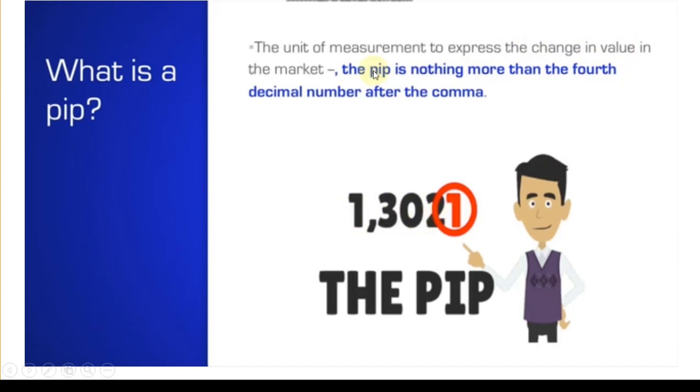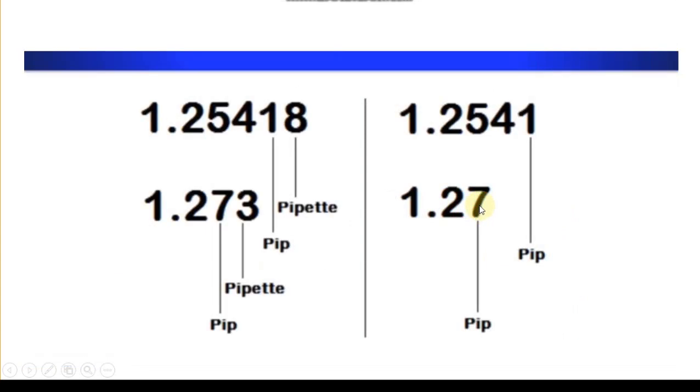Look at what it says: the pip is nothing more than the fourth decimal number after the comma. So the fourth decimal number, which is this one after the comma, 1, 2, 3, 4. The fifth one is the pipette. Now this is what I'm trying to explain: this is a pipette and this is a pip. So how do we come about the pipette? Let me explain.